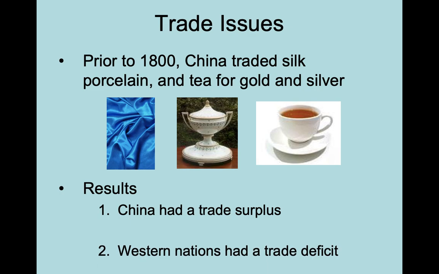Since China had a trade surplus, the Western nations of Europe had a trade deficit. They were buying more things from China than they were selling to the Chinese, and thus they were losing money in their trade relationship. This is what caused Europeans to try and change the trade partnership to make it more in their favor.